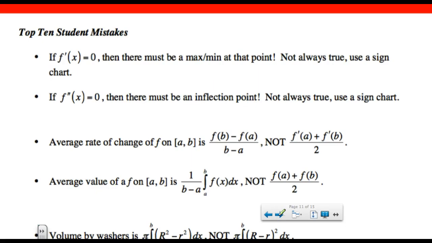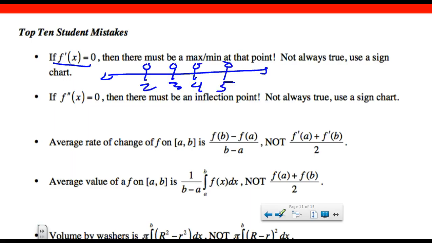And last up, top 10 biggest students' mistakes. They assume that if the derivative is 0, there's a max or min there. Not true. If the derivative is 0, there's a critical value there, right? But you could have the derivative being 0 a whole bunch of times and make a sign line like this, maybe 0 at all of these, and actually have no max or min. What does that function look like? It's kind of like you're skiing. You know what I mean? You keep hitting a flat spot.